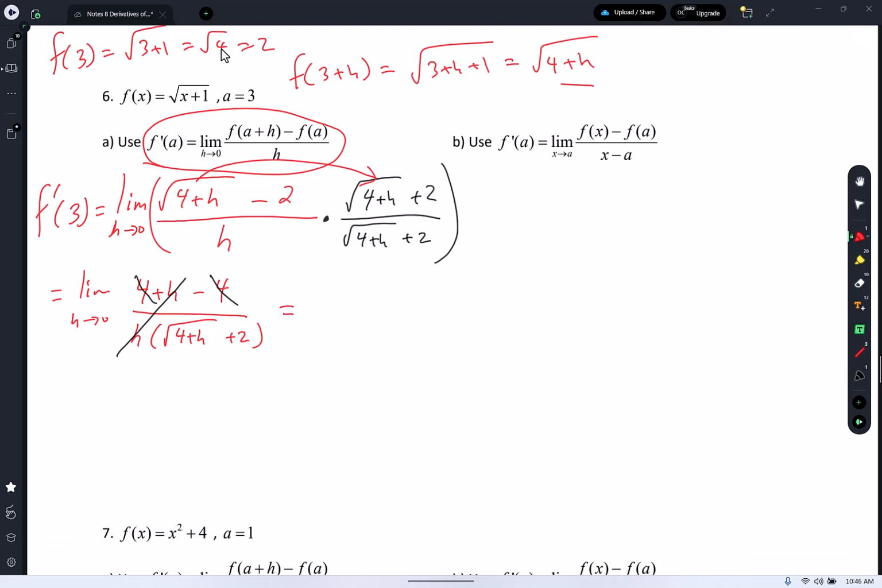So now I'm not going to write limit anymore. I'm just going to write negative, no, not negative, positive 1 over, and then the square root of 4 is 2, and 2 plus 2 is 4. 1/4. There it is. How do we feel, guys? Okay.